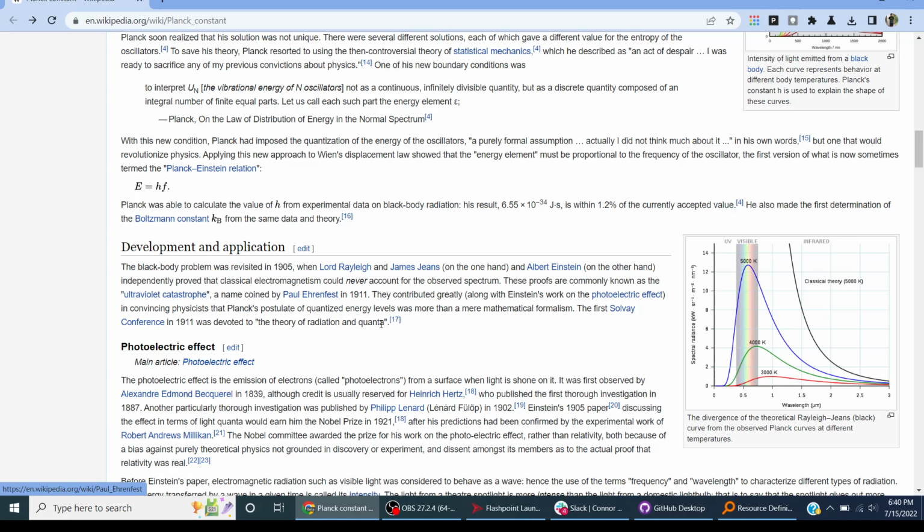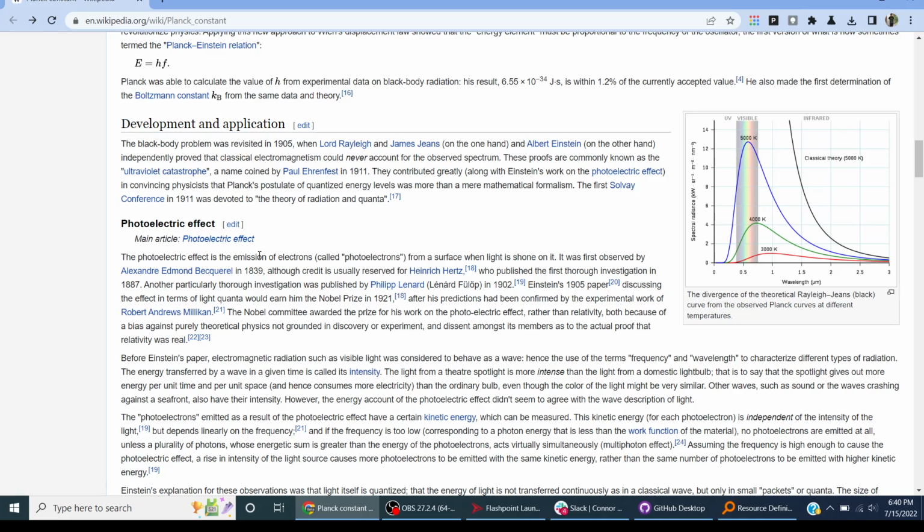Photoelectric effect. Main article: photoelectric effect. The photoelectric effect is the emission of electrons, called photoelectrons, from a surface when light is shone on it. It was first observed by Alexandre Edmond Becquerel in 1839. The credit is usually reserved for Heinrich Hertz, who published the first thorough investigation in 1887. Another particularly thorough investigation was published by Philipp Lenard in 1902.